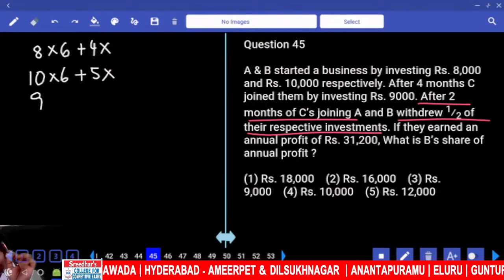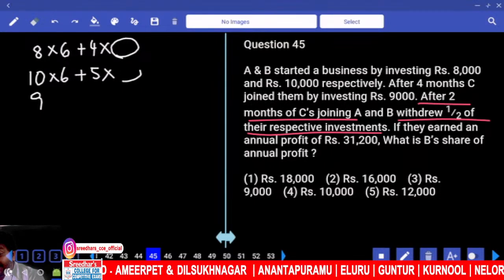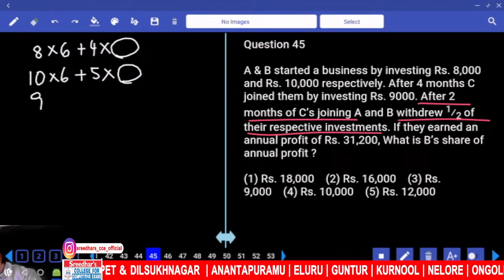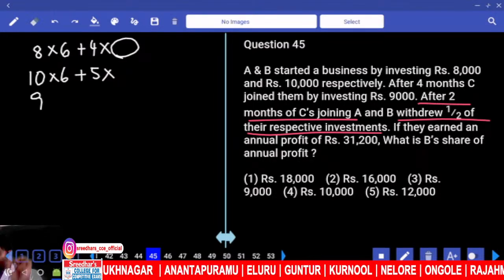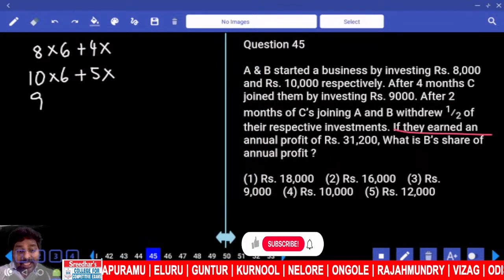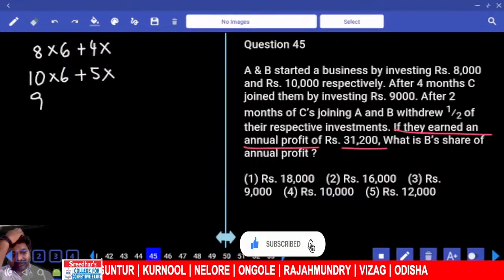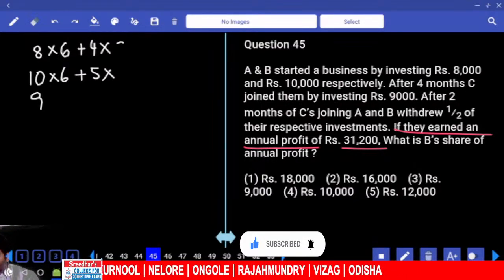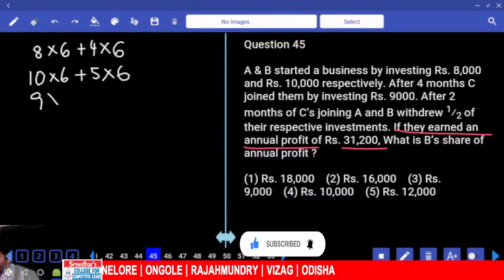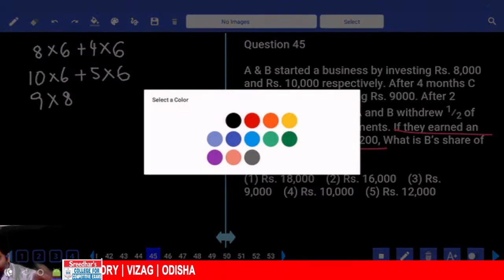Don't mention the second time period unless and until it is very clear. So far it is not clear, so keep it in a safe mode. If they earn an annual profit, now it is clear, 12 months. 31,200, what is B's share? Right. Now we can write 6 months and then 6 months. C joined after 4 months, he will be there for 8 months. Everywhere you can take 6 common.